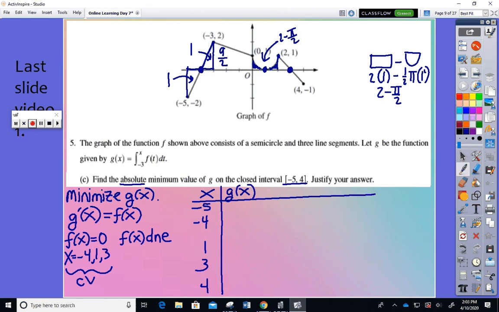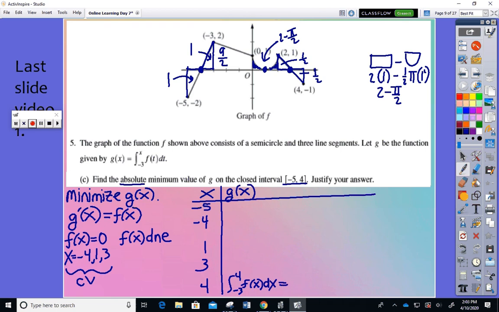All right, and then the area of this triangle looks like it would be 1 times 1 is 1, and then half of that, and ditto for this triangle. That might speed my work up a little bit. So for instance, if I said, well, what is g of 4? g of 4 would go from -3 to +4 of f of x dx.